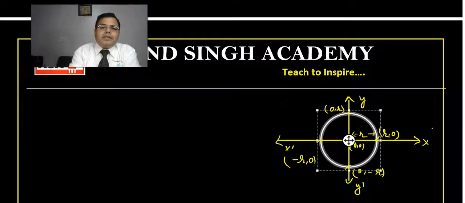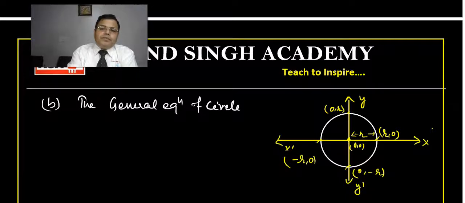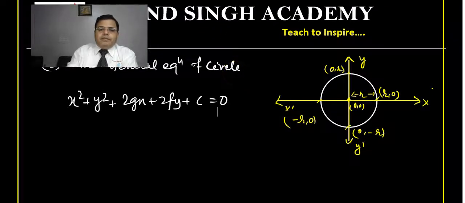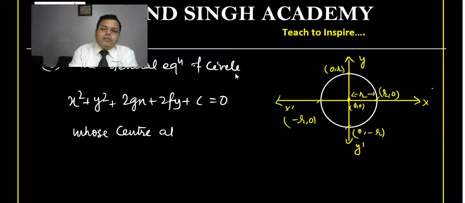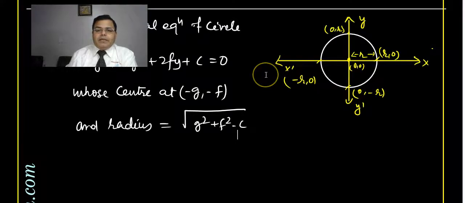But one more thing that you need to know, the general equation of circle is also in the form x square plus y square plus 2gx plus 2fy plus c is equal to 0, with center at minus g, minus f, and radius is under root g square plus f square minus c. So that you need to learn also. So a circle will be in this way.